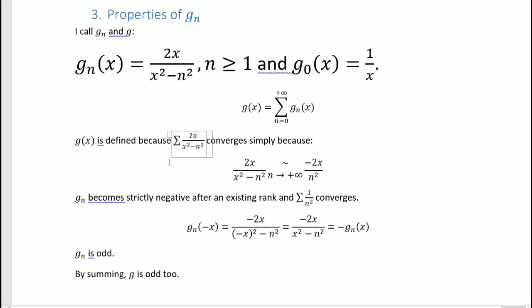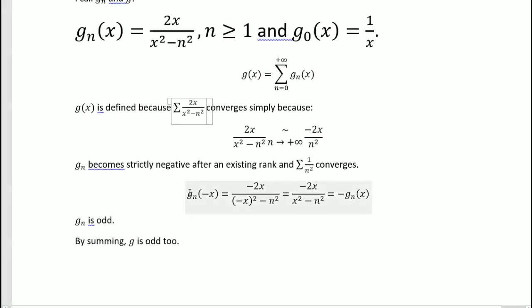Now let's calculate g_n of minus x. We just expand and we get that it's equal to minus g_n of x. So g_n is odd, and by summing, g is odd too.